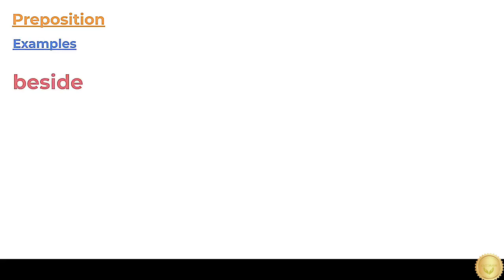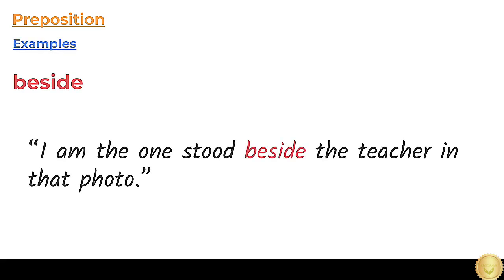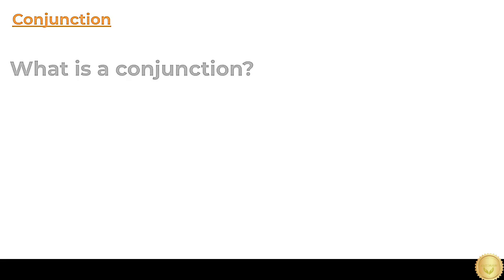Okay, another example, beside. I am the one stood beside the teacher in that photo. So we're thinking about the direction, where this subject is here. I is in relation to the teacher. Okay, so prepositions are really useful to show the relationships between the nouns, as we've seen.